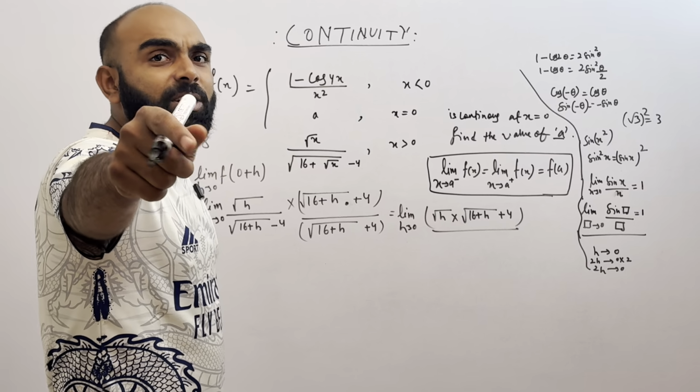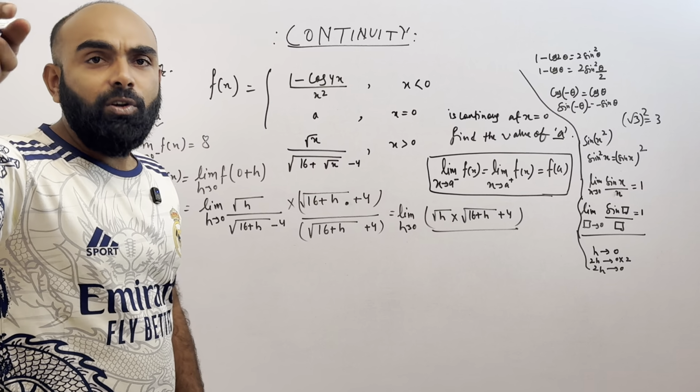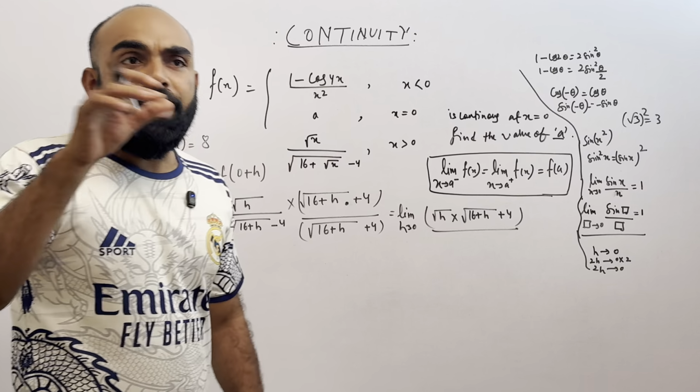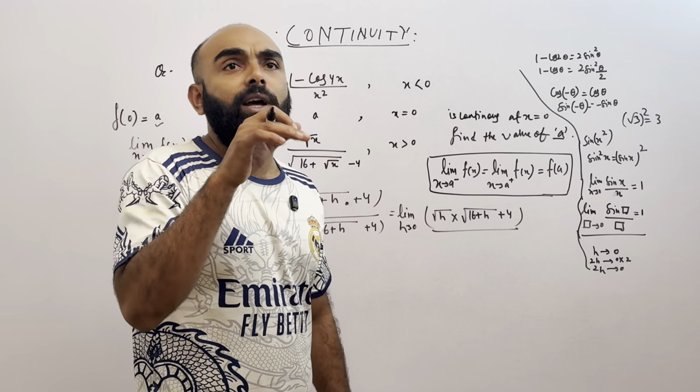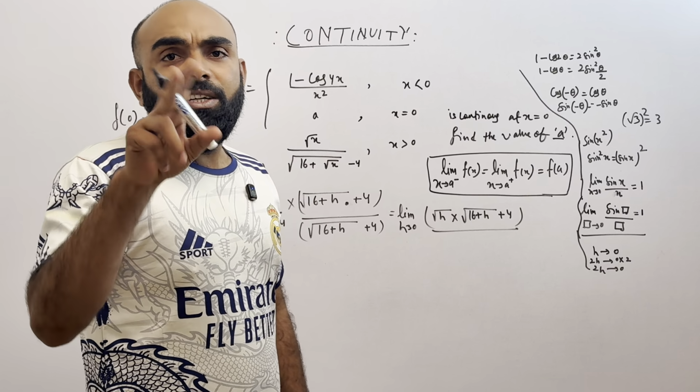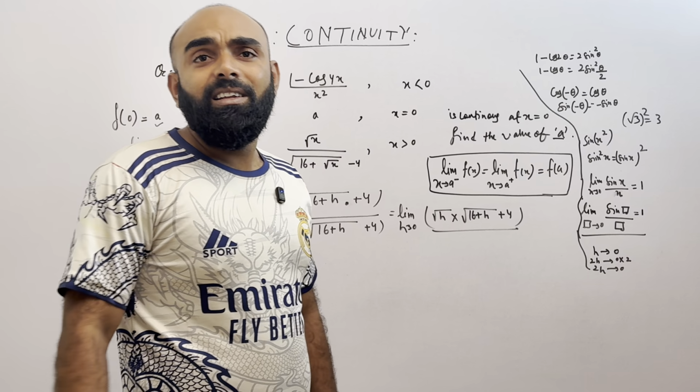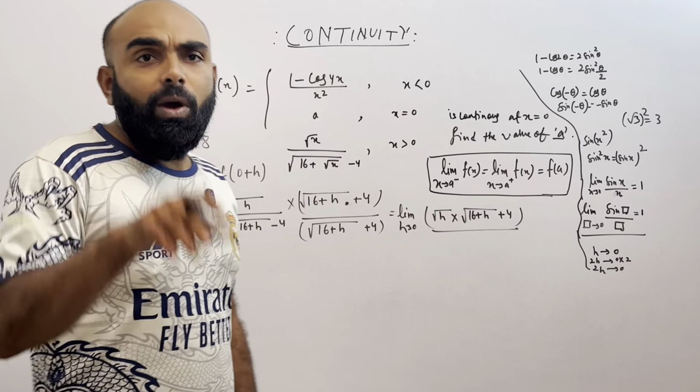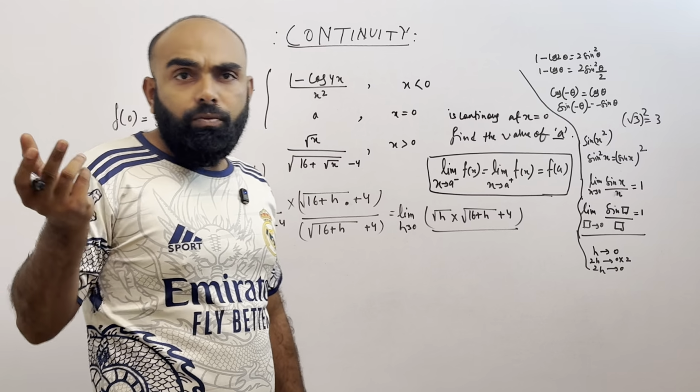This much you have to know. If you don't know, take root of anything, like root x whole square. Root x whole square means root x into root x, and root x into root x is x only. So if you square the root, the root will go off, it will get eliminated.